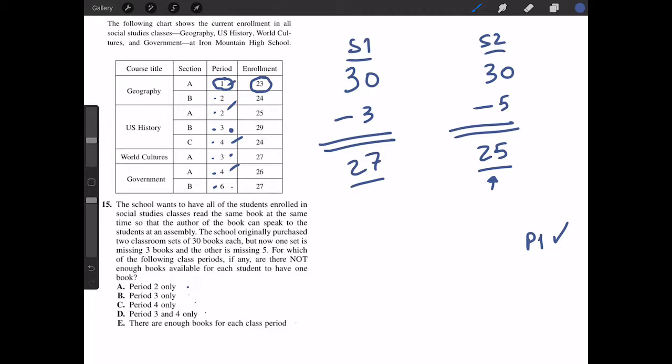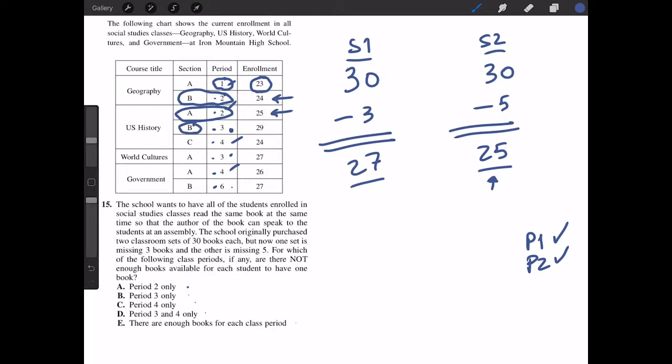Let's look at period 2. Well, for period 2, we have geography, section B, and we have U.S. history, section A. Now we have 24 students in one and 25 students in the other one. And you can see here that because we have 25 and 27, clearly we have enough books in each set for these two classes. So period 2, check. Let's look at period 3.